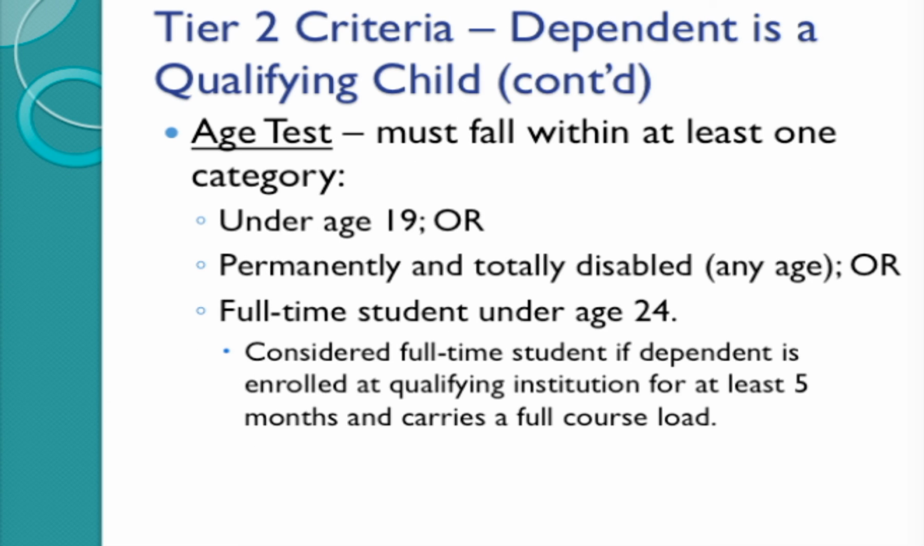test there. And then this age test is the next step. And as you can see, under the last big sub bullet point there, many of you may still be considered qualifying children on your parents' tax returns as dependents, because you can be a student up to the age of 24 as long as you meet all these other tests.